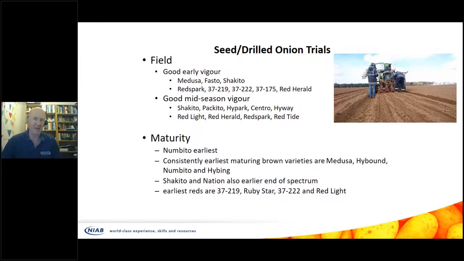Maturity-wise, there seems to be a trend towards earlier maturing varieties. They don't always do very well on the heavier soils, but on lighter soils and mid-range soils, those are certainly favoured. And Numbito has consistently been in the earlier end of the slot. And there's, as I mentioned before, Medusa, but there's also High Bound being early varieties. But there's a lot of other varieties close behind, just a few days later maturity. I seem to have got Chiquito and Nation there, and some early reds in Ruby Star, 37219, 37222, and Red Light.